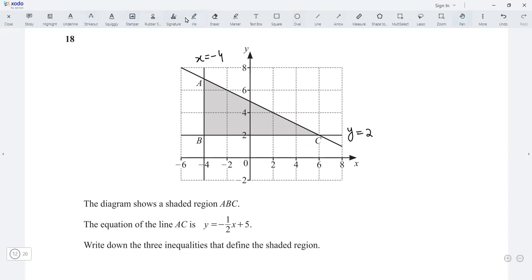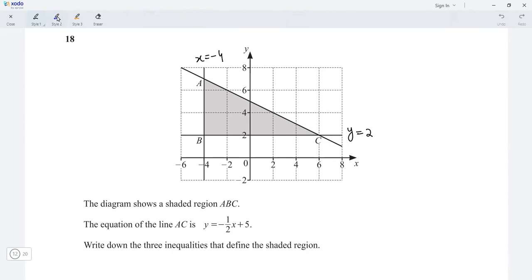I'm writing down with some other color. So you can see once the region is right towards x-axis, the values are increasing and we have to write down the greater than sign. So it must be x is greater than or equals. Why did I put equals to? Because the region is shaded.